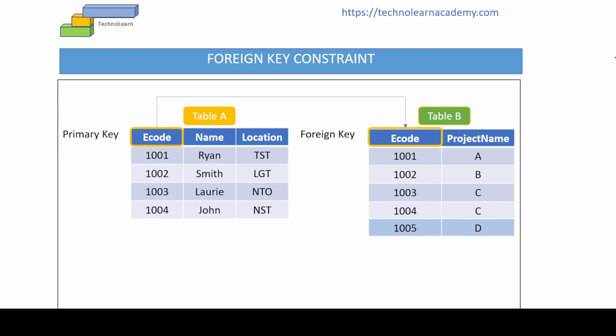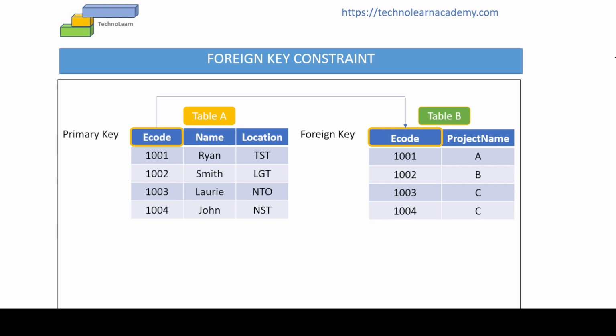For example, we are trying to insert a new record 105 in table B, and we can see that 105 is not available in table A. So if we try to insert this record 105 in table B, we are not allowed to do so because E code of table B is being referred by E code of table A. Any record which is available in E code of table A can only be inserted in E code of table B. Because 105 is not available in table A, we cannot insert 105 in table B.